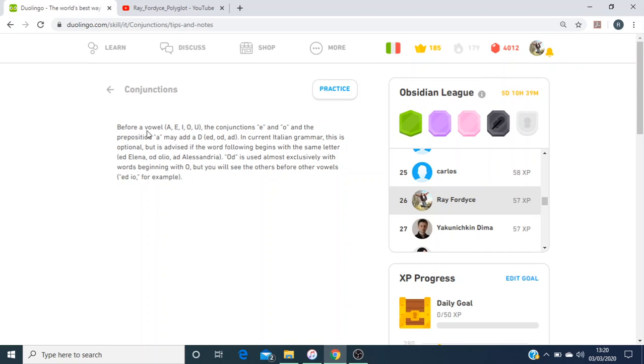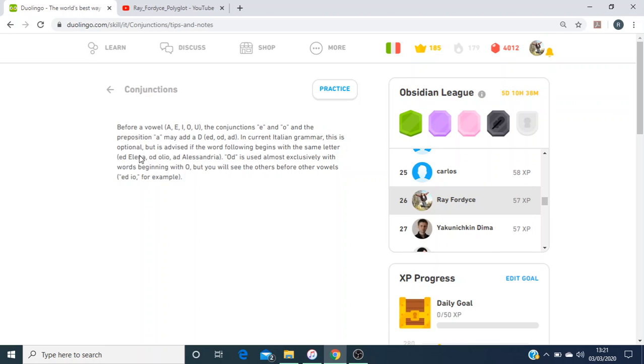So before a vowel, A, E, I, O, U, the conjunctions E and O and the preposition a may add a D: ed, od, ad at the end. In current Italian grammar, this is optional, but is advised if the word following begins with the same letter. Ed Elena, od olio, ad Alessandria.